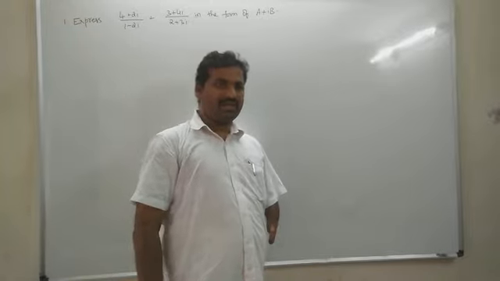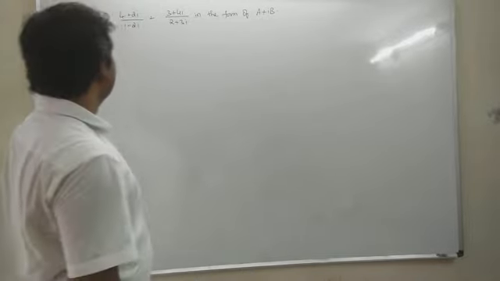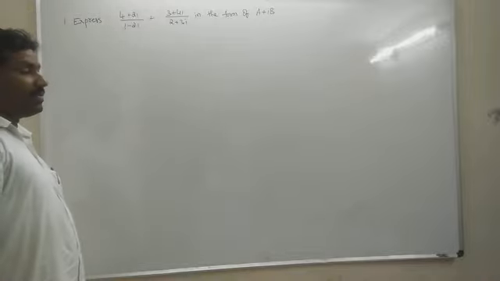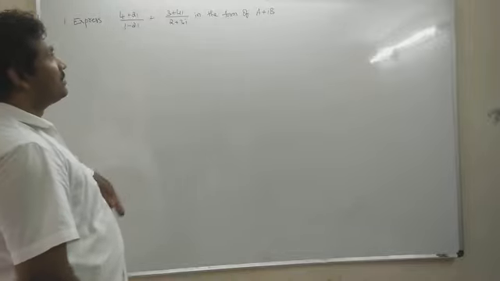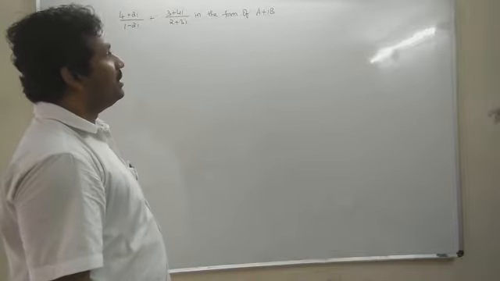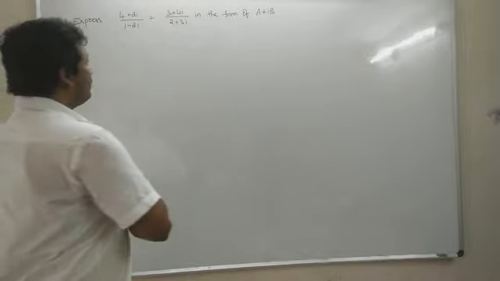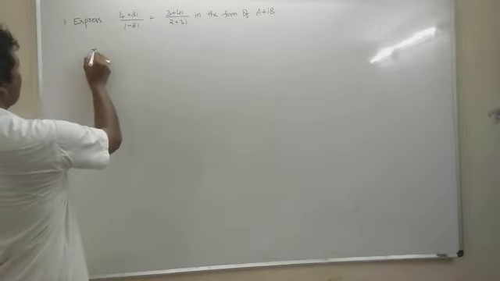Right students, let us do some problems on this one. See this problem. Express (4+2i)/(1-2i) + (3+4i)/(2+3i) in the form of a+ib. Right? So, see this one.